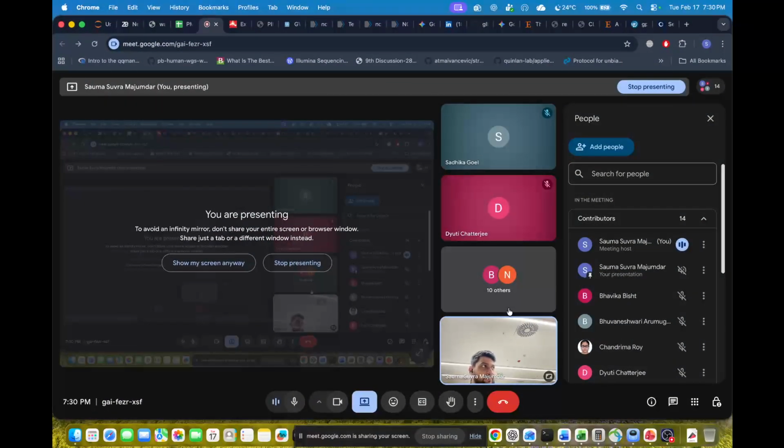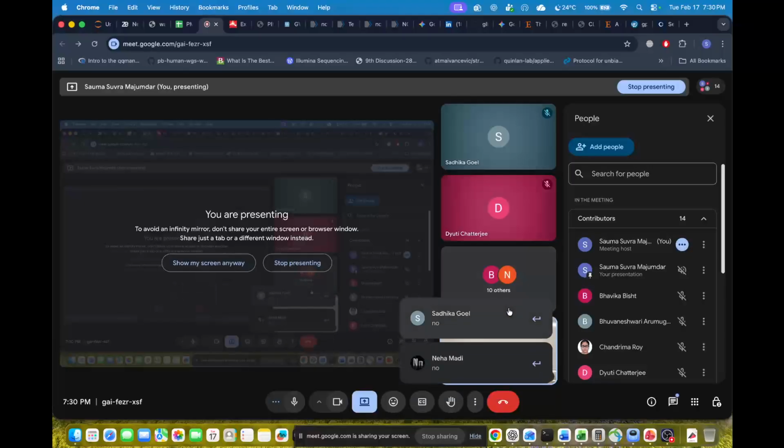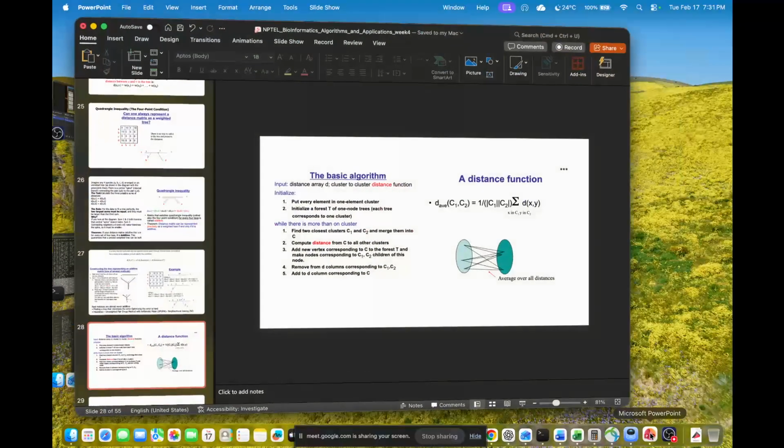Are any of you familiar with k-means clustering? Okay, okay. Okay, I'll try to explain.